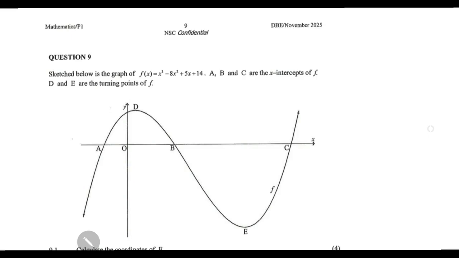This is question number 9 in front of me, Mathematics Paper 1, NSC certificate, DBE November 2025. Question number 9, a calculus question. The question says the sketch below is the graph of f(x) = x^3 - 8x^2 + 5x + 14. A, B, and C are the x-intercepts of f. D and E are the turning points of f. So A, B, C are the x-intercepts and D and E are the turning points.